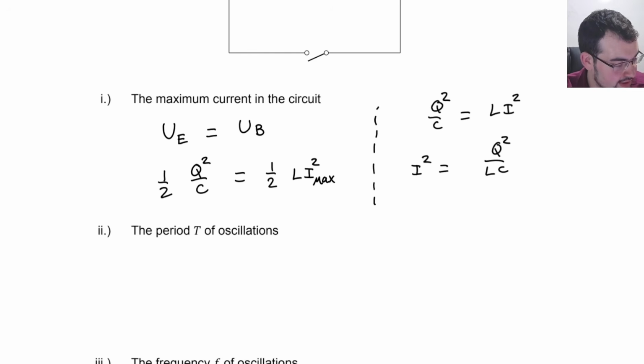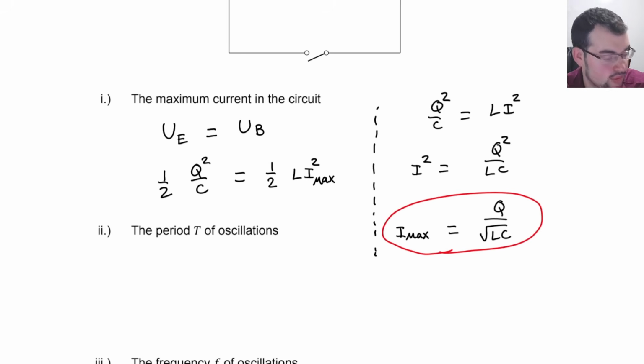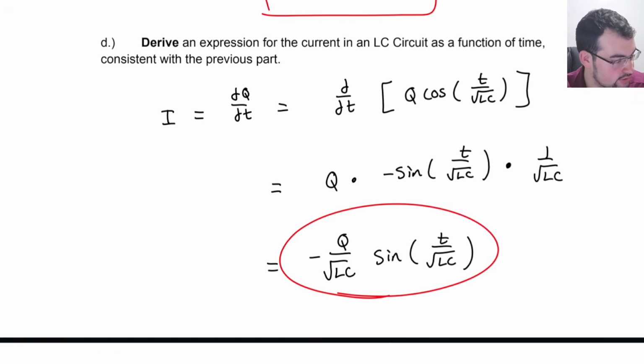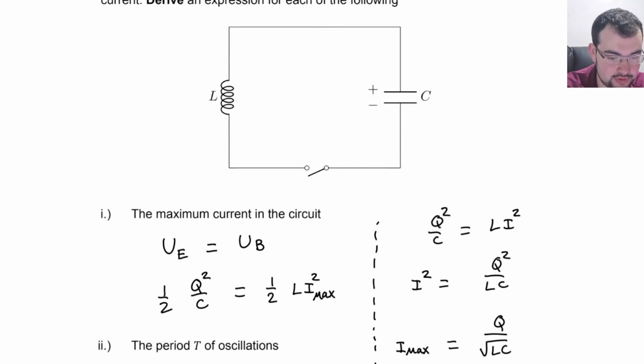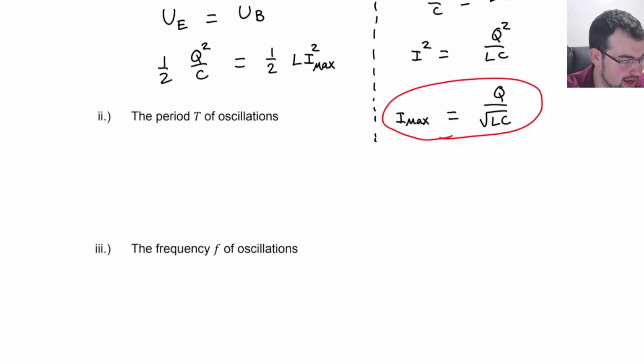So we get the expected result. There's a reason I did this. We get I is equal to Q divided by square root LC as the maximum current. So maybe I'll reattach the max subscript here. So again, notice that agrees with this, right? We used trigonometry and derivatives to get the max current as our amplitude over there. This is an alternate way, the better way of getting max current.